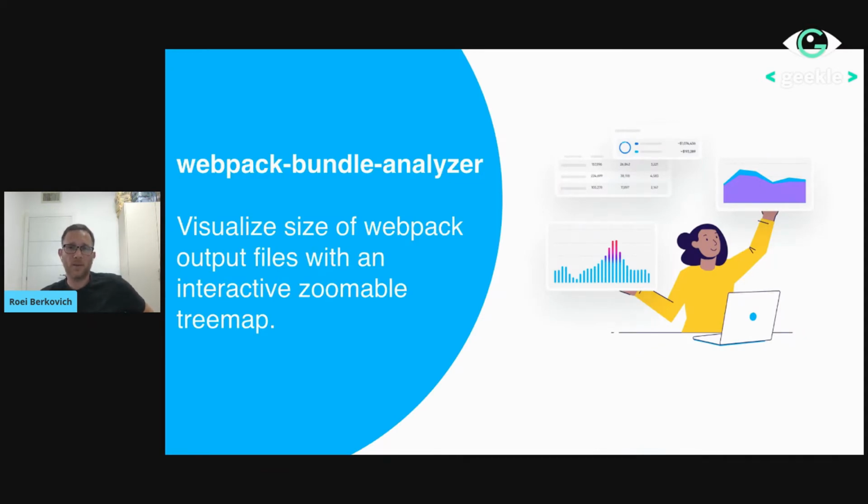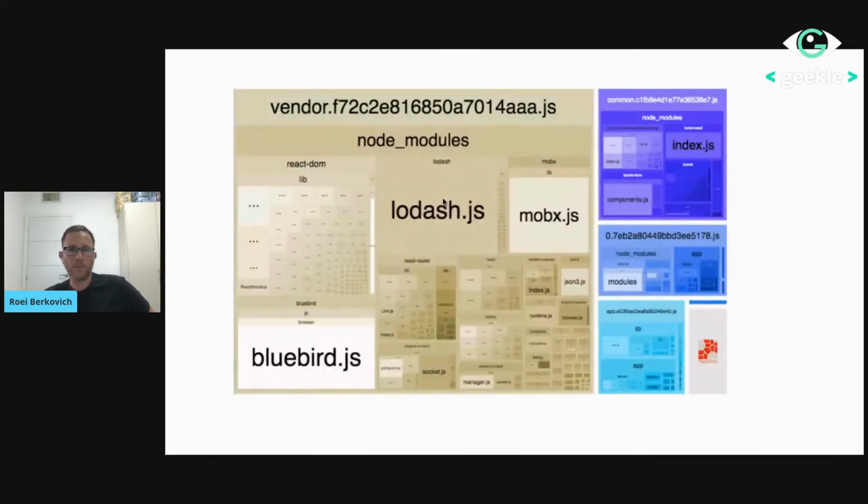So what does this library do? It visualizes the size of Webpack output files with an interactive zoomable tree map. Now, let's see an example. Here we can see what packages our bundle consists of, and we can analyze it.